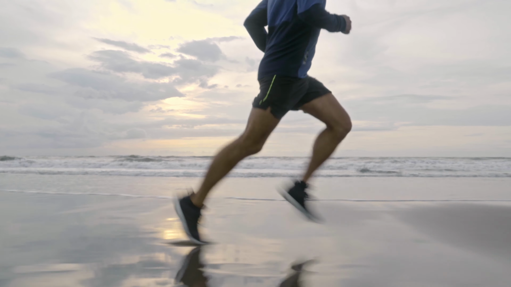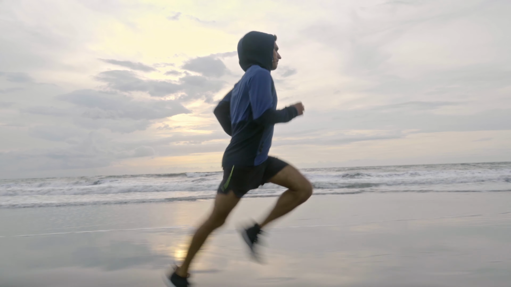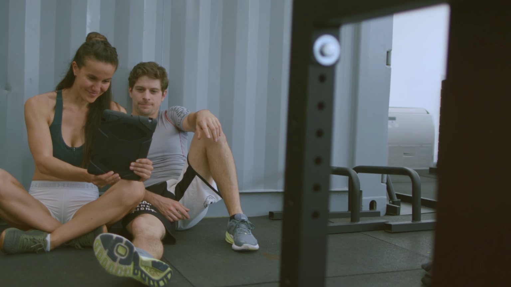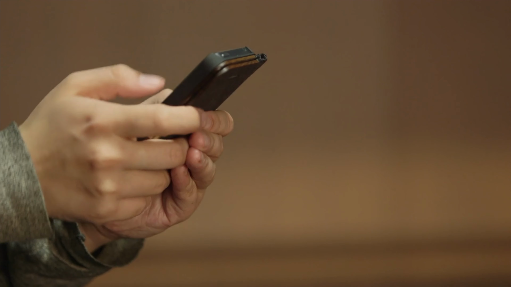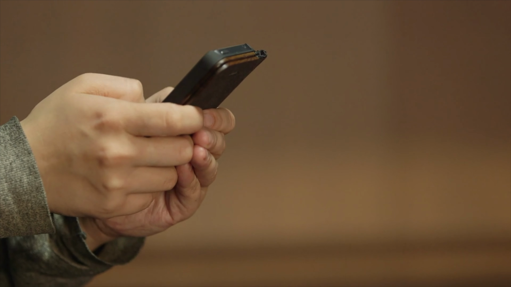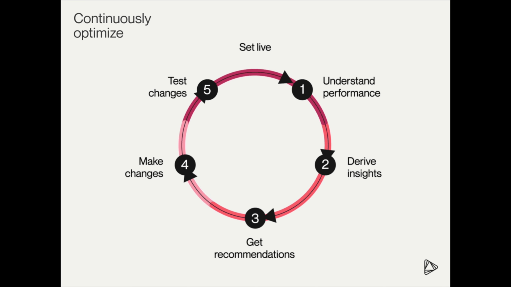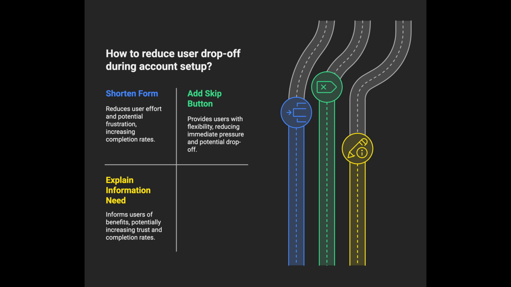For example, imagine you've built a fitness tracking app and your analytics shows that 60% of users drop off during the account setup process, specifically when they are asked to input personal health information. This insight is critical. Instead of leaving it as is, you could test a few changes. For example, make the form shorter or optional, add a skip for now button, or explain why the information is needed and how it benefits the user.